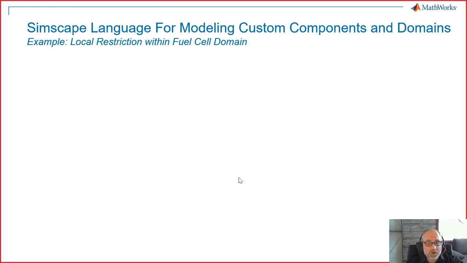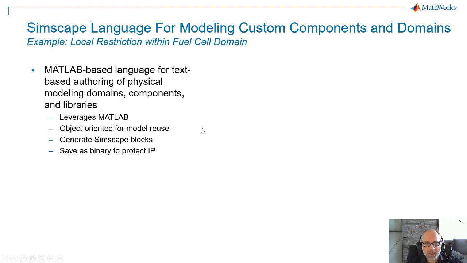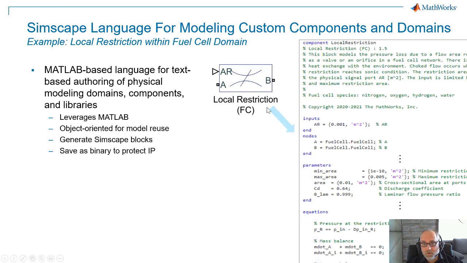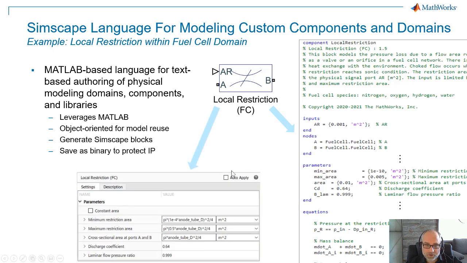Well, I already mentioned before that the membrane is modeled with Simscape language because it's a custom component. The Simscape language is based on MATLAB language, and it will generate Simscape blocks. So you can add a mask, you can add images for better recognition of the block. I use the local restriction as an example, which is part of this custom domain for the fuel cell modeling. If we look at the source code, a Simscape language file typically starts with the expression component to describe a component. Next to the keyword component comes the component name, local restriction. The input with the name AR, then we have the connection ports A and B, and next thing is the parameter mask, and you will find the prompt for the parameters here.